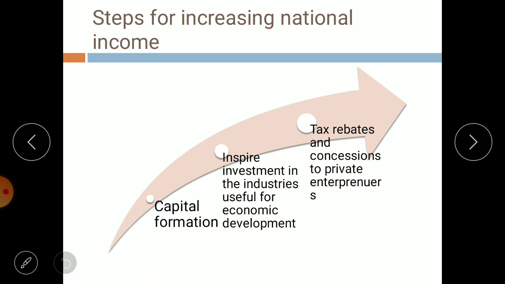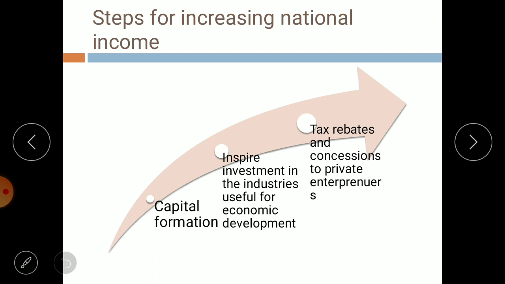Then second step is inspire investment in the industries useful for economic development. We say that to increase national income, how can national income be increased? When everyone's income is increasing. When everyone's income will increase, when they are doing economic activity, whether job or business.